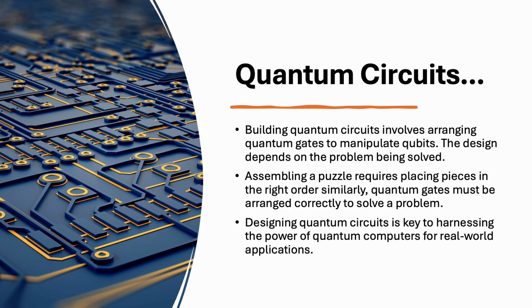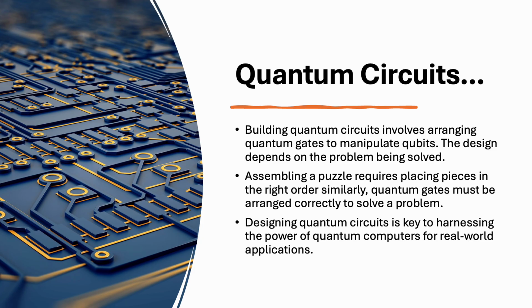Quantum circuits continued. Building quantum circuits involves arranging quantum gates to manipulate qubits. The design depends on the problem being solved. Assembling a puzzle requires placing pieces in the right order, similarly. That's our regular understanding. Quantum gates must be arranged correctly to solve a problem. Designing quantum circuits is key to harnessing the power of quantum computers for real-world applications. Let's look into this in a little bit more depth.